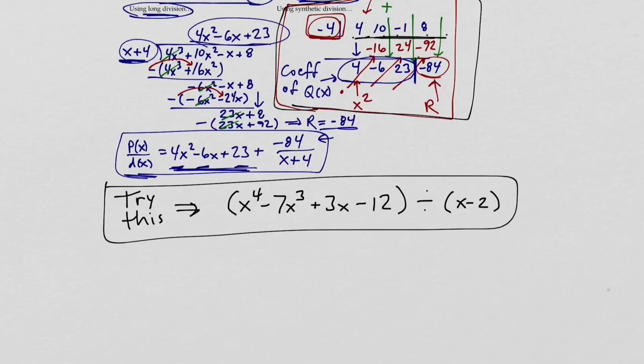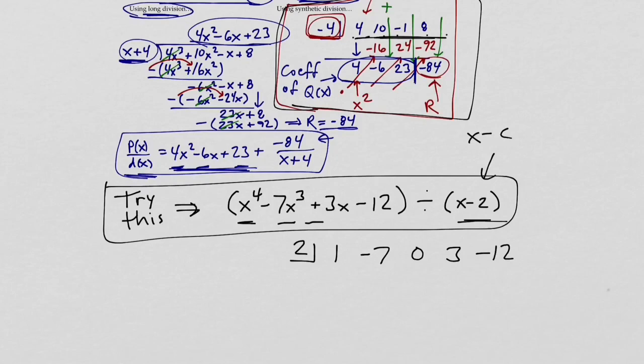So to set up the bracket, the value of c here is just going to be positive 2, because again the general form that we're looking for is x minus c, and that's what we have, x minus 2. And now the coefficients for the dividend are 1 and negative 7, for x to the 4th and x cubed, but since there's not an x squared term, we need to include a 0 and then a 3 and a negative 12.